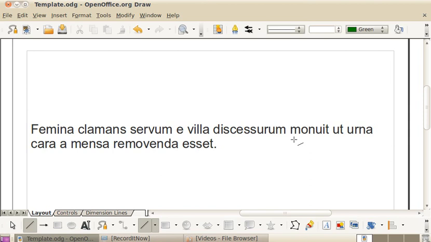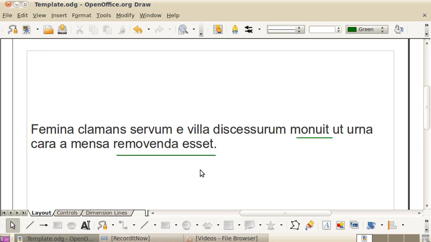So when we're looking for finite verbs, we notice that there are only two candidates. We have manuit and we have removenda esset. Now, manuit jumped out at me simply because it's a verb that we're familiar with. It has a very recognizable personal ending. Removenda esset is another story.